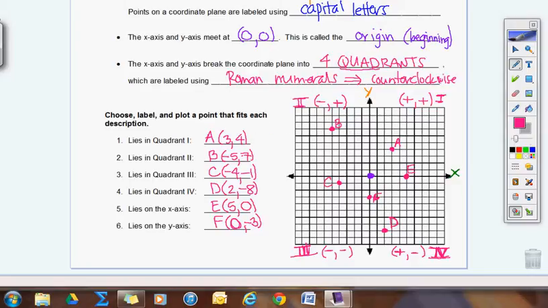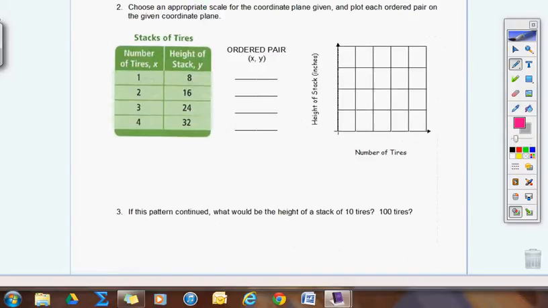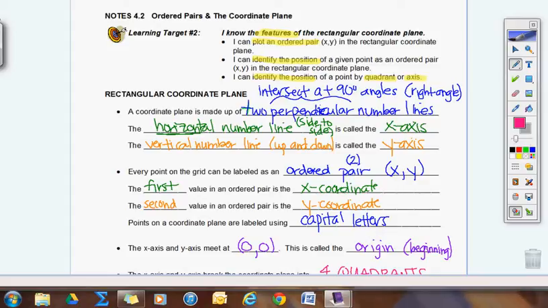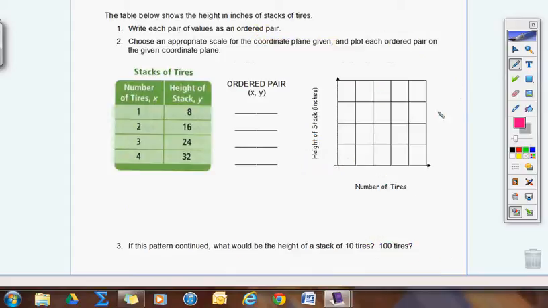Let's start looking at some of the applications that we're going to be doing with this, because the second part of the learning target from yesterday was to be able to make connections between tables and graphs. Okay, so let's look at the variables that are being defined here. We're saying that the x variable is the number of tires in a stack, and the y variable is the height of the stack, maybe in inches or something. So if we wanted to say we're talking about the height of the stack in inches.